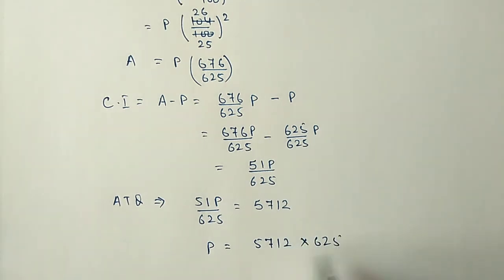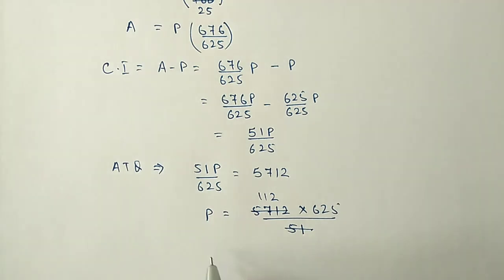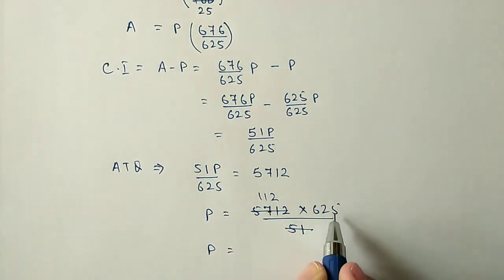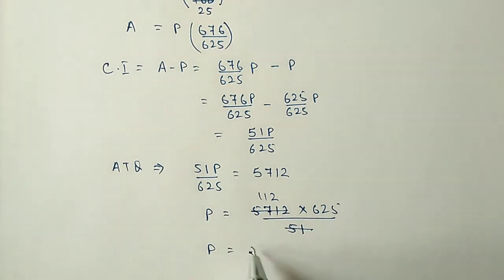We can keep P here and shift the remaining numbers to the other side. 625 will go for multiplication and 51 will go for division. From 51 we can cancel out directly or with the help of the 3 and 17 table. After cancellation you will get 112. Now we have to multiply. So P is equal to 112 into 625. We will get 70,000 rupees.